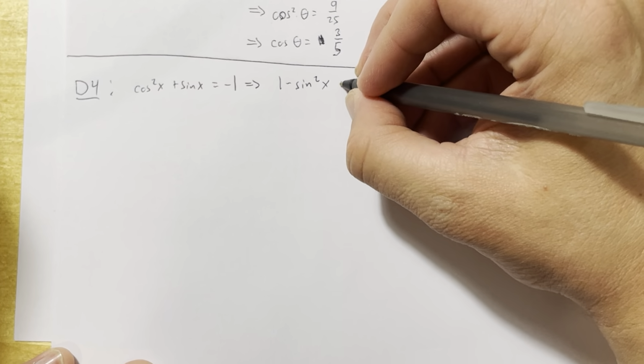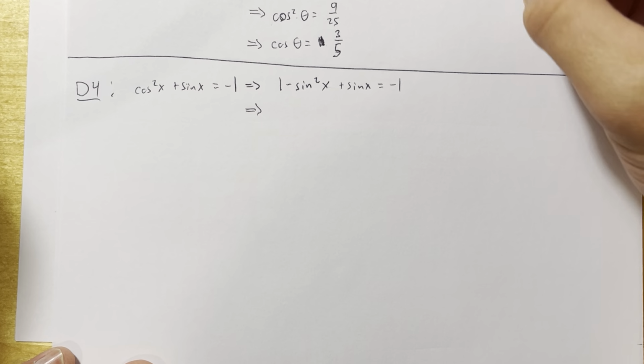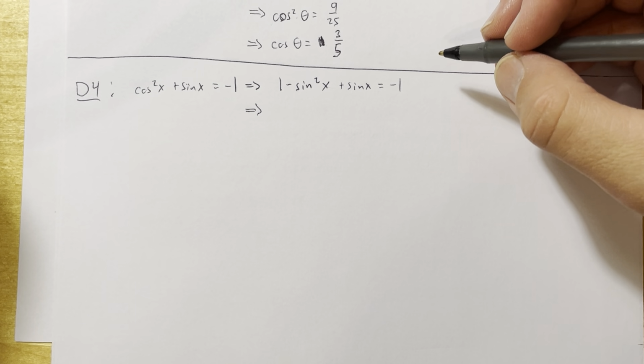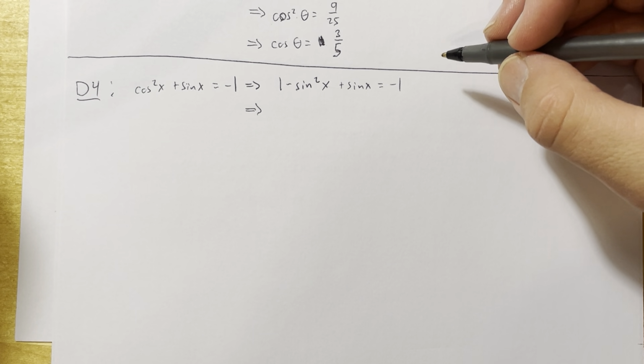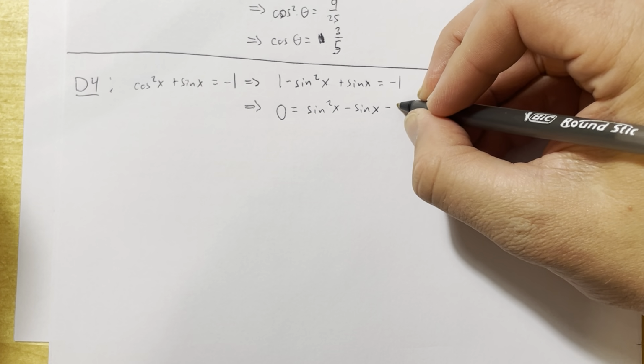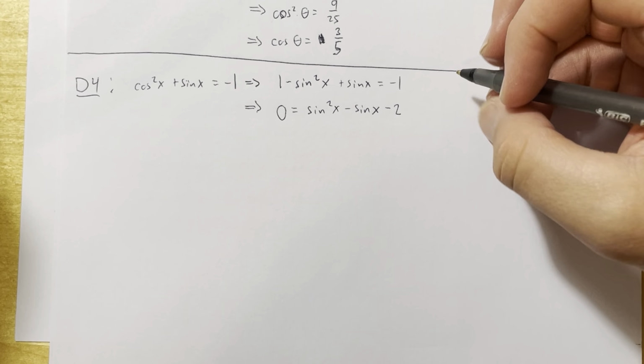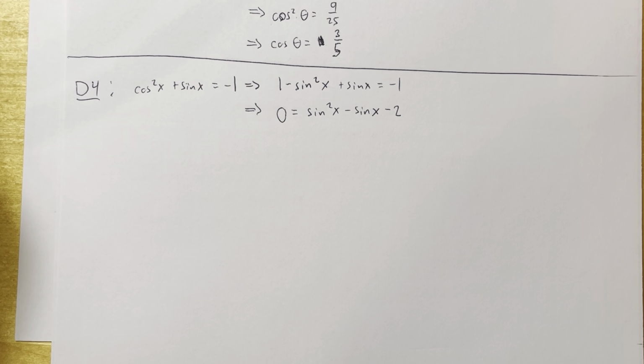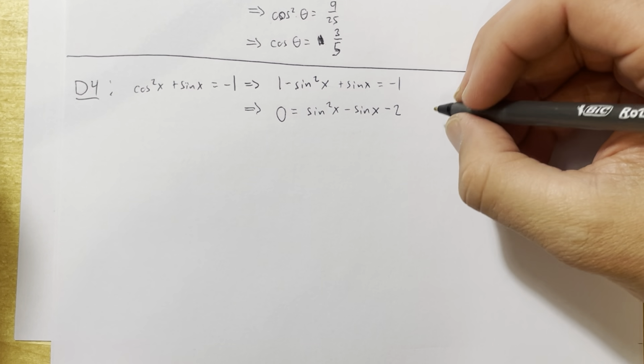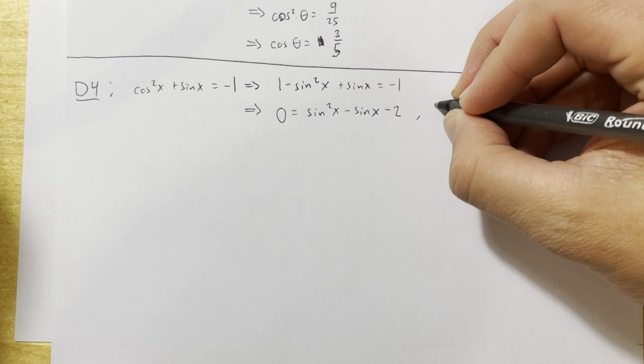So where I originally had a combination of a sine and a cosine showing up, I now only have sines showing up. Next thing I want to do is move everything over to one side so I can get a 0 on the other side. If I moved all of this stuff over here, I would get 0 equals sine squared of x minus sine of x minus 2, okay? And once again, we have a quadratic equation in disguise. So this is another place where variable substitution would be really helpful. Let u equal sine of x.